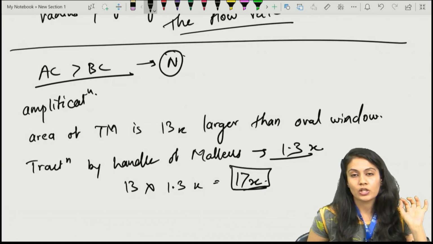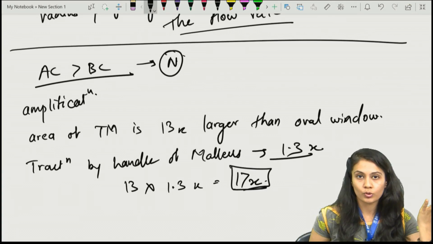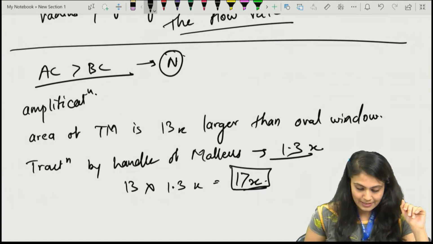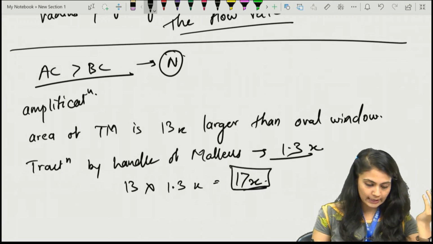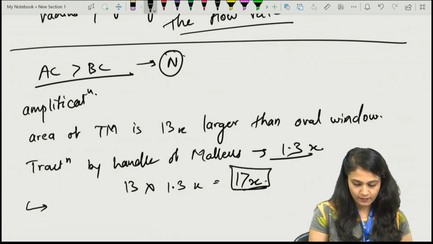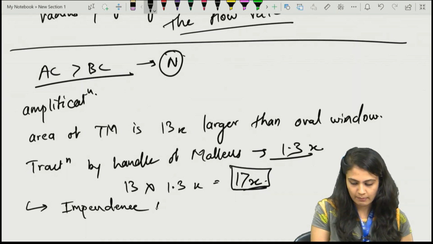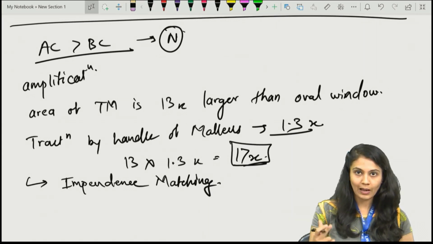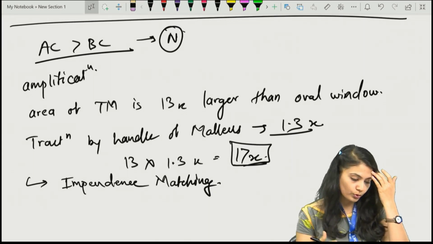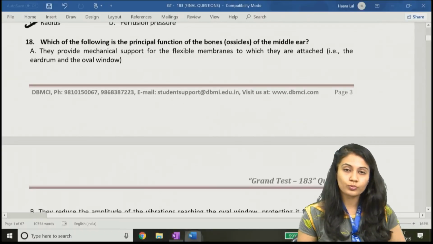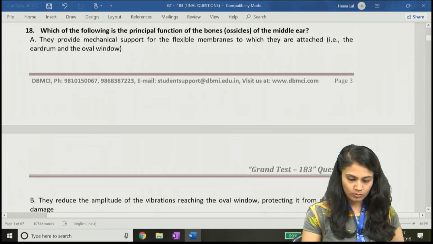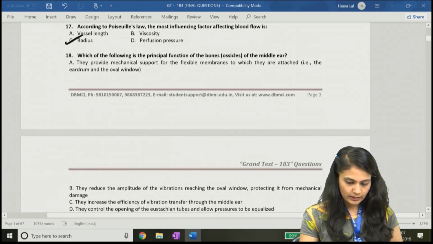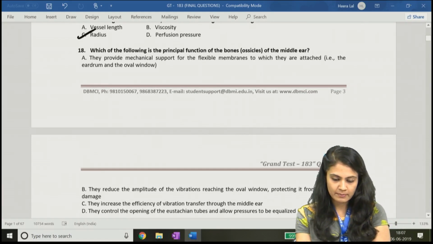In bone conduction we are directly stimulating the oval window through the basilar membrane. So that's why the amplification effect will not be there. This phenomenon is known as impedance matching. So the sound is louder in air conduction, because it is going through the ossicular chain. Over here they gave the option that they provide mechanical support for the flexible membrane.